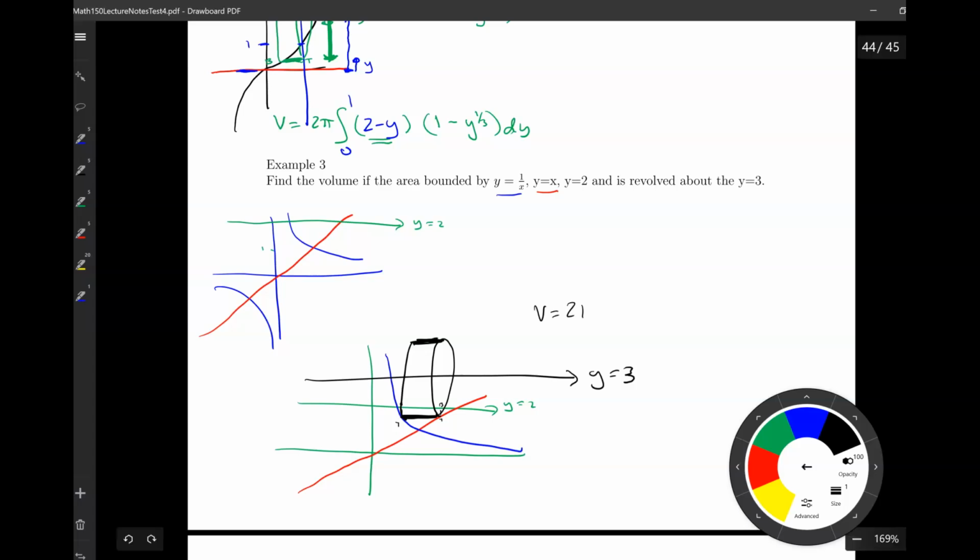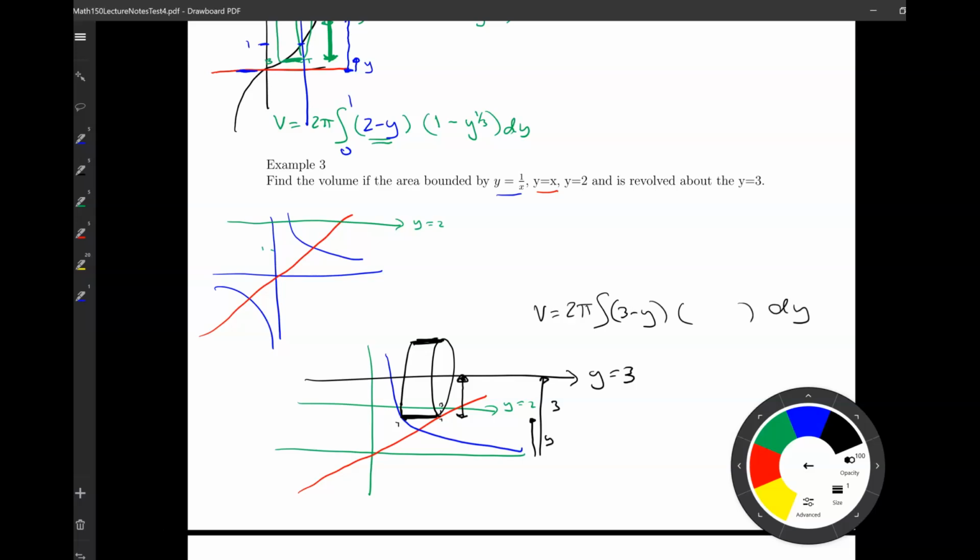So I see that I'm going to have a shell, radius, height, it is going to be dy integration. So the radius will be from this distance to here. So I need to find this distance here for the radius. To find what that measurement is, I want to say go all the way up to 3 and take away this distance, which is y. So 3 minus y will be the radius of my shell.